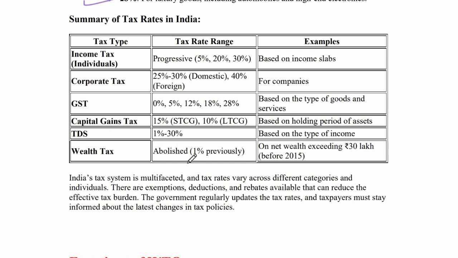Wealth tax. It is abolished. Previously it was 1% of the wealth. It was charged on the net wealth exceeding 30 lakh rupees before 2015.